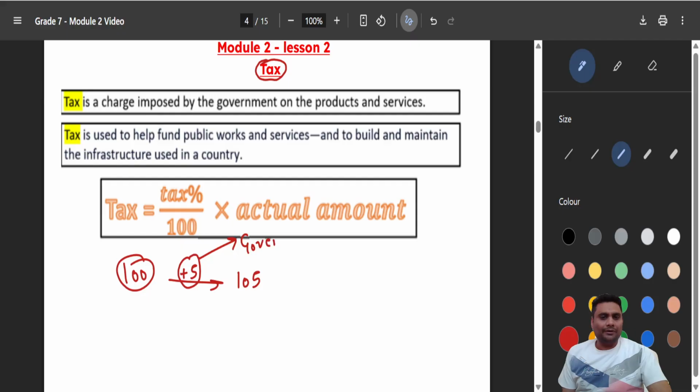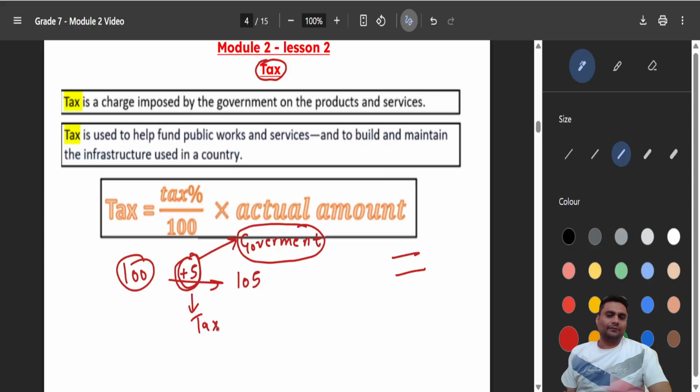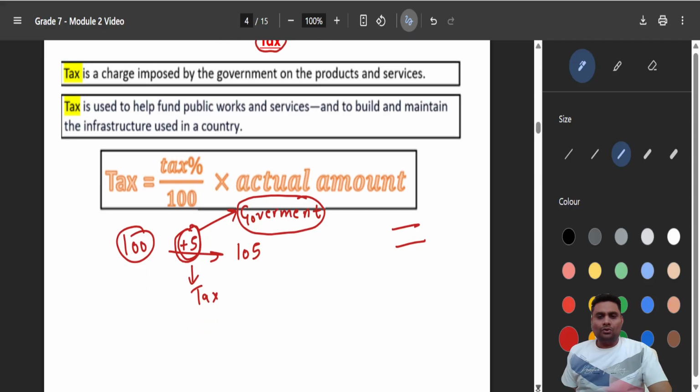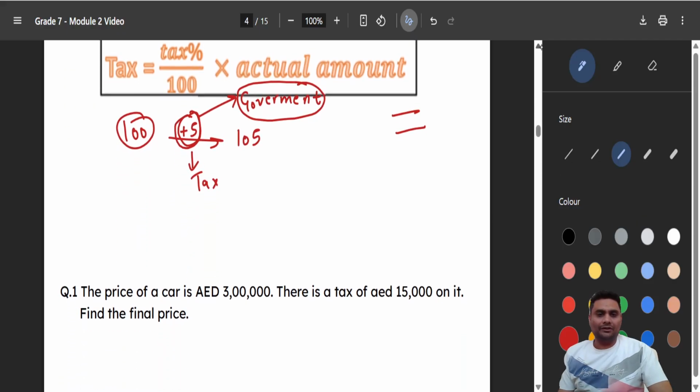Where? Government, like hukuma, right? And why does it go to the government? Because the government uses this money, along with the other money that they get from different businesses, to provide you different facilities. For example, you are getting the roads for free, good street lights, hospitals, and different things from the government, right? So they need money for it. So tax is one source of income for the government. So this money that directly goes to the government, we call it what? Tax.